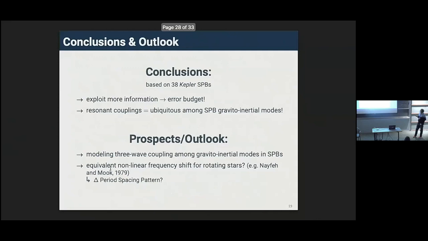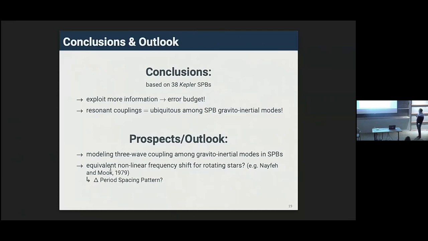So what I would say is a conclusion of our recent work is that we should really try to exploit more information from the observations. Not only look at the frequencies, but I think the amplitudes and phases are important also. And when we do that, we must make sure that we're using a self-consistent way to do that.